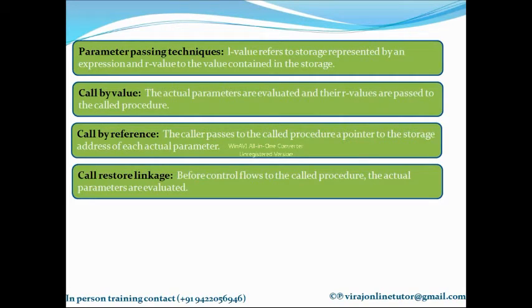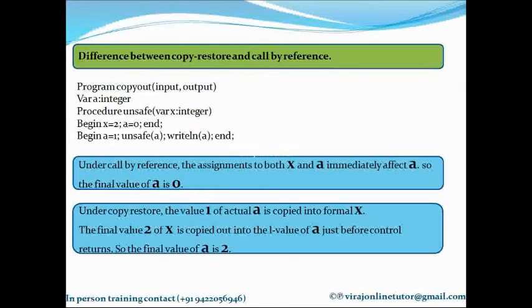The next is copy restore linkage. In copy restore linkage, before the control flows to the called procedure, the actual parameters are evaluated. I repeat, before control flows to the called procedure, the actual parameters are evaluated. So let's understand this with the help of examples in the upcoming slides. Here I have a very simple example wherein I am explaining the difference between copy restore linkage and call by reference.